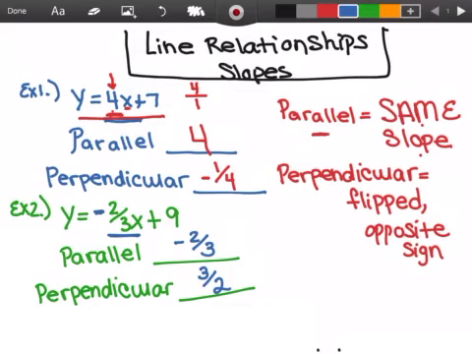Perpendicular, a little bit harder. You want to flip it and change the sign. A little trickier, we'll go to the next page here. A little bit trickier, maybe a lot trickier, is when they give it to you in this format.